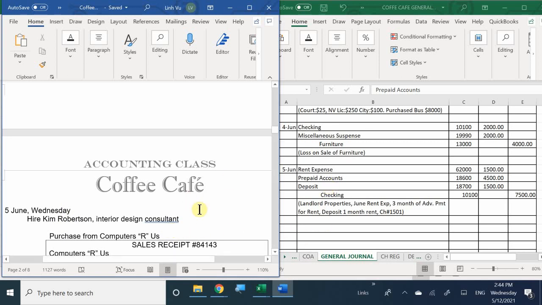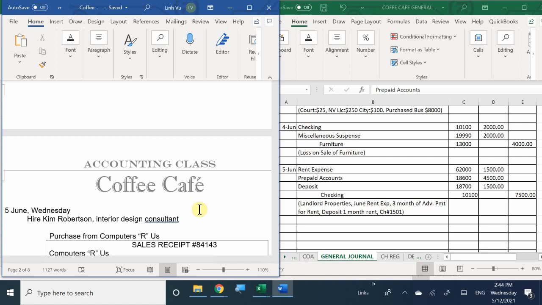Okay, so down below, that's Computers R Us. So here we hired Kim Robinson to take a look at our store and give us some ideas on how we should renovate it to make the interior design better. Okay, the answer is no, because we didn't pay her or have a transaction.